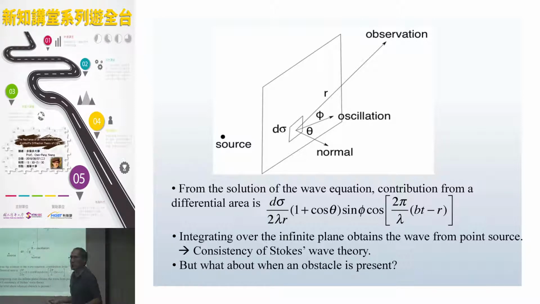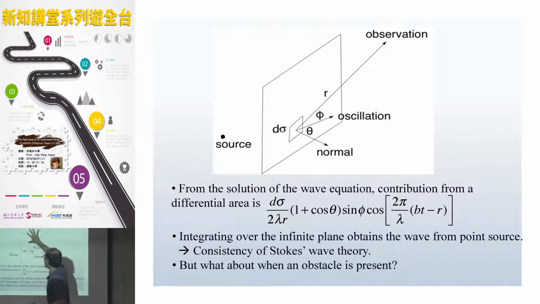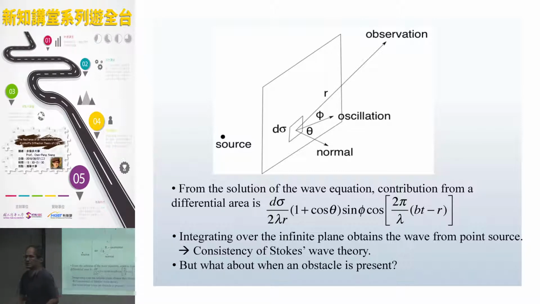In other words, Stokes' solution to the wave equation is a consistent solution, because when you integrate over the whole plane, you get the original results, right? So this shows that Stokes' solution is consistent.